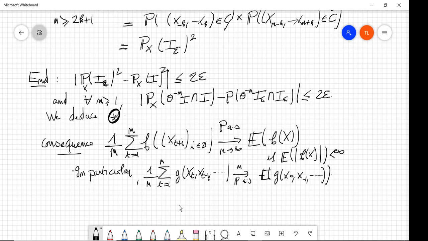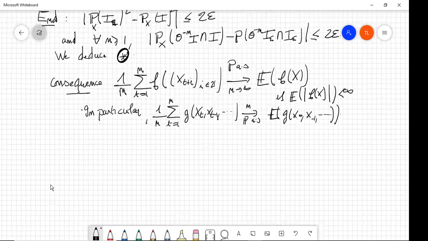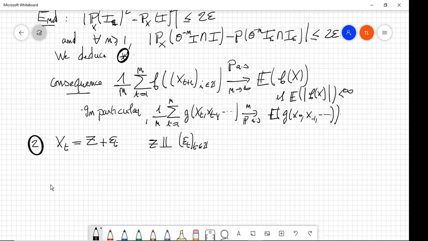Okay, so now I will discuss a second example, which is very elementary. This is an example where you don't have ergodicity. It is actually a very simple example. You simply take X_t equal to Z plus epsilon_t, with Z independent from epsilon. I assume that Z has a Gaussian distribution with mean 0 and variance 1. And here I assume that the epsilon_t are IID, with the expectation of |epsilon_0| finite, and the expectation equal to 0.